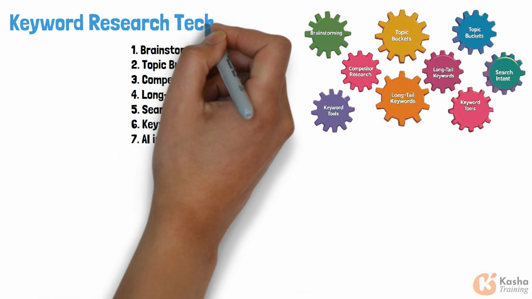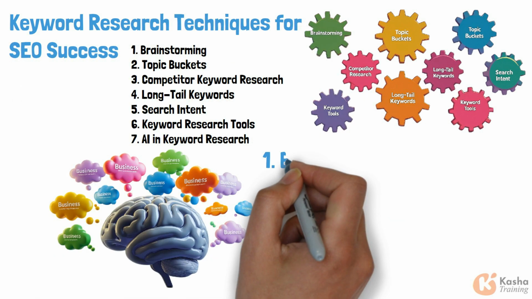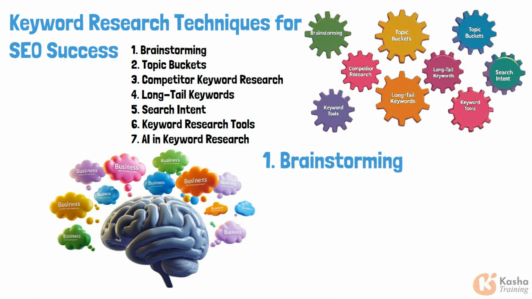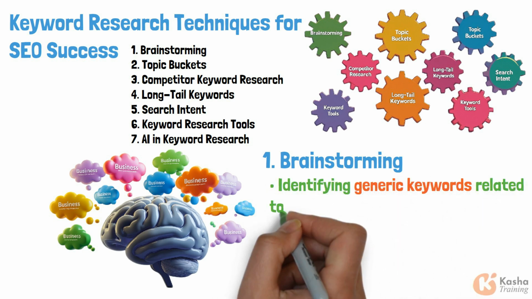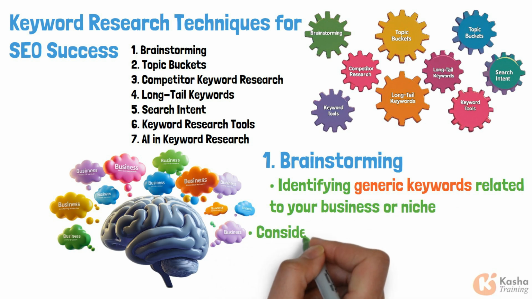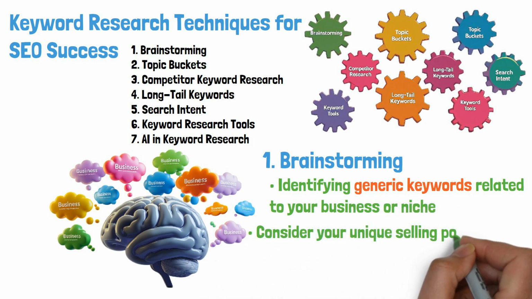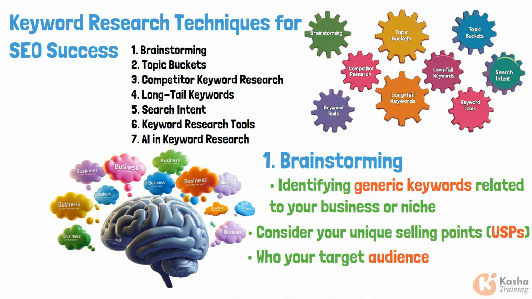Keyword research techniques for SEO success. 1. Brainstorming. The first step in keyword research is brainstorming. This involves identifying generic keywords related to your business or niche. Consider your unique selling points, USPs, and who your target audience is. Write down all the keywords you think your website should be found for.